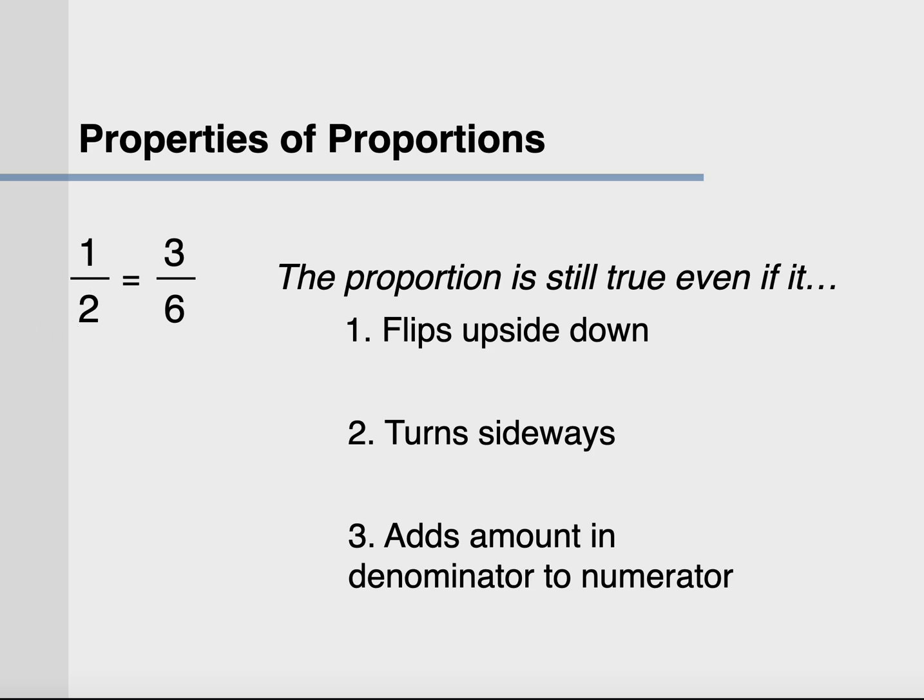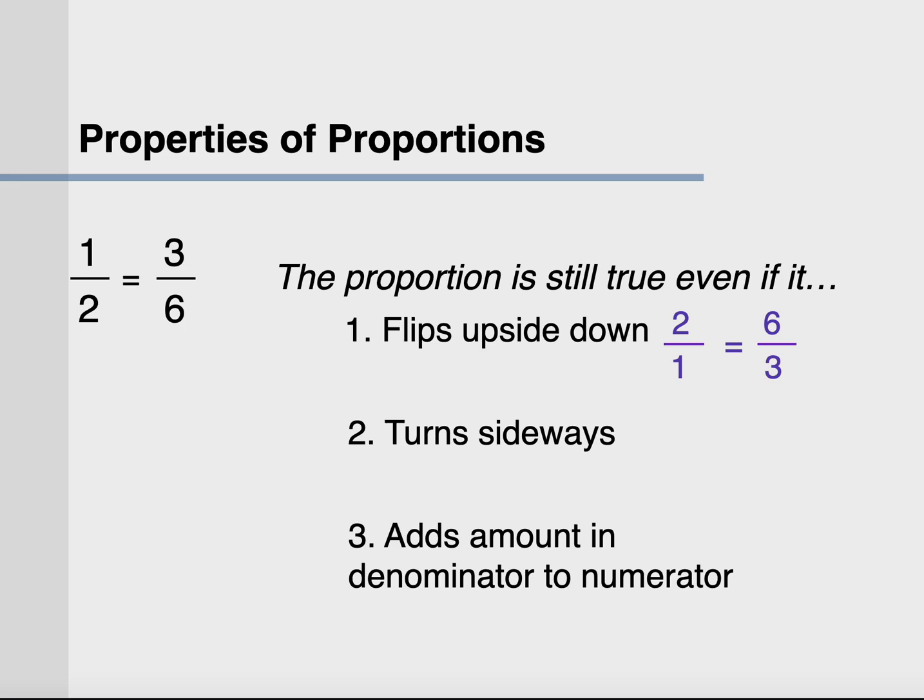First property of proportions is that your proportion is still true even if you flip the whole thing upside down. So if you flip 1/2 to 2 over 1, you flip 3 over 6 to 6 over 3. Do you see how both sides simplified to 2? You still have 2 equals 2. It still is true, just like the initial problem where it would simplify to 1/2 and 1/2.